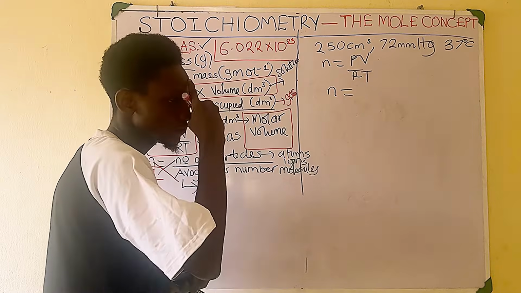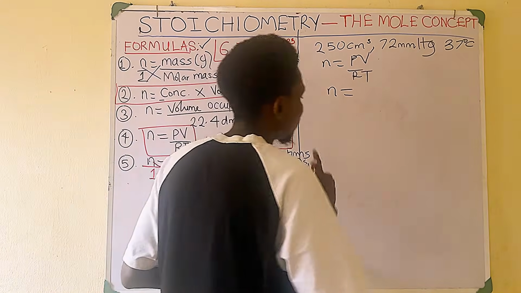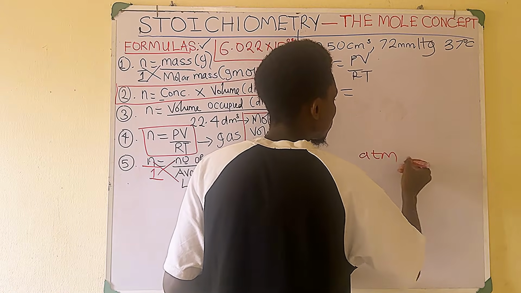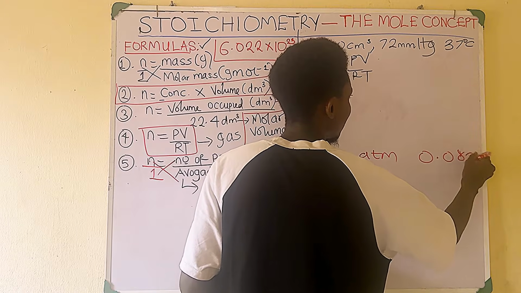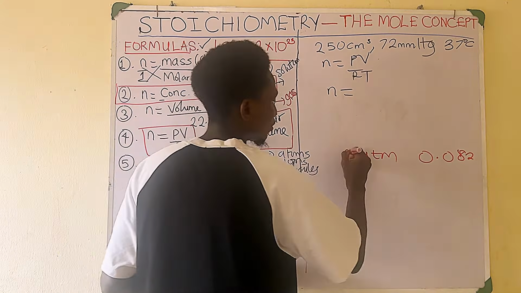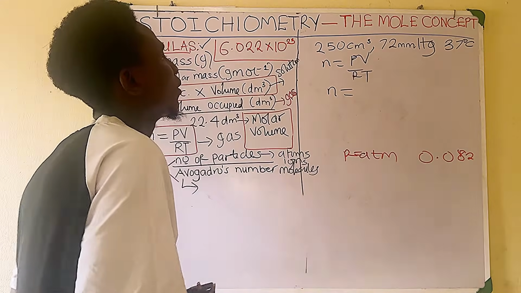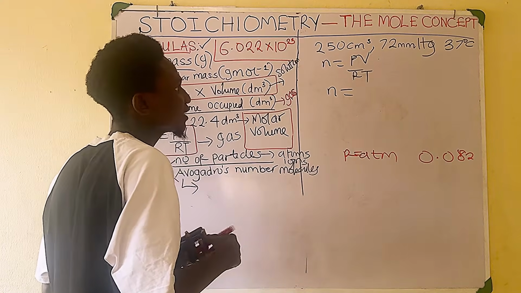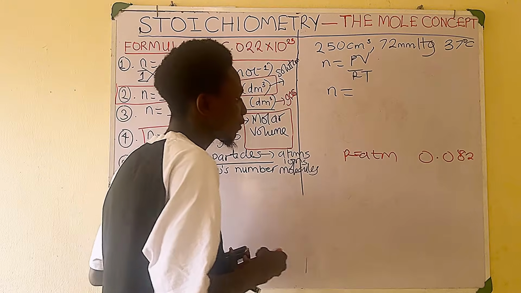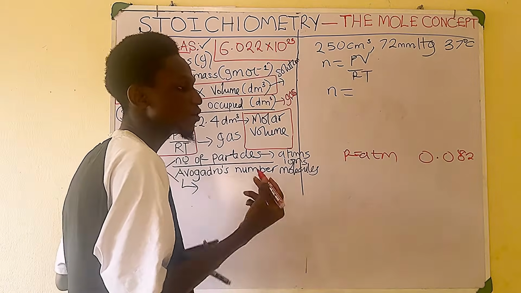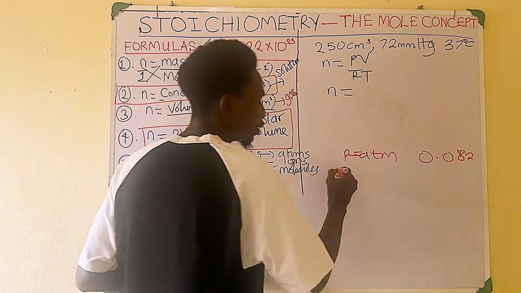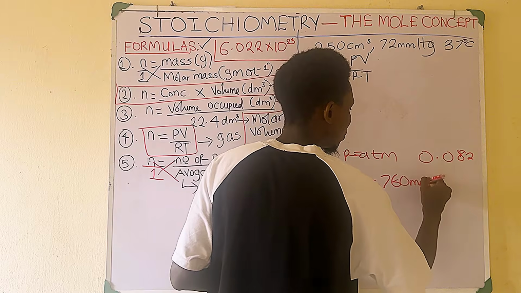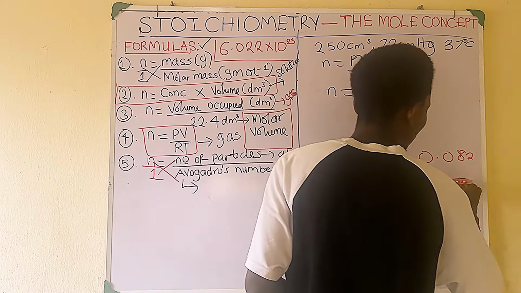If you didn't listen to the first part of this video well, I said something that pressure is in atmosphere. So you'll be able to use 0.082, pressure is in atmosphere, as R. But now we're having millimeter of mercury. What do you do? So you have to convert millimeter of mercury to atmosphere. Now, how do you convert millimeter of mercury to atmosphere? You have to first know what is the relationship between them. And what is the relationship? 1 atmosphere equals to 760 millimeter of mercury, which equals 760 torr.